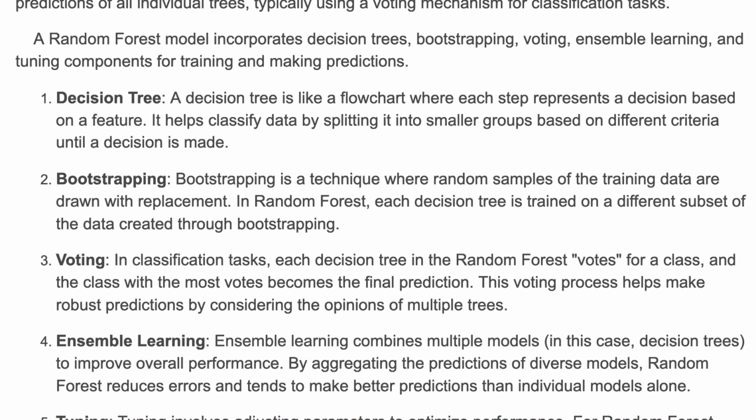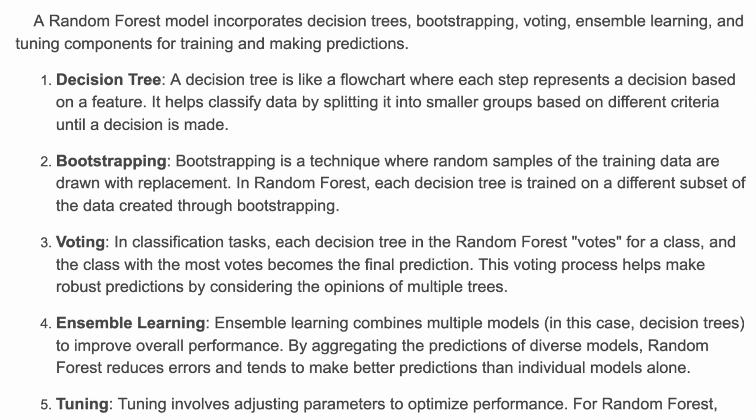A decision tree is like a flowchart where each step represents a decision based on a feature. It helps classify data by splitting it into smaller groups based on different criteria until a decision is made. Bootstrapping is a technique where random samples of the training data are drawn with replacement. In random forest, each decision tree is trained on a different subset of data created through bootstrapping.